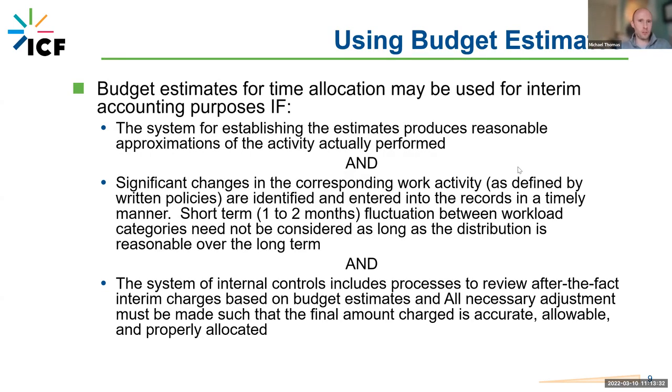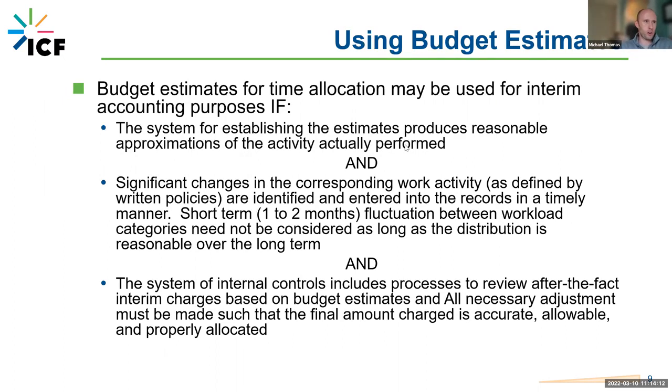So they can use budget estimates for those accounting purposes if the system for establishing the estimates produces reasonable approximations of the activity actually performed. So it has to be reasonable. The system must account for significant changes in the corresponding work activity. So you have to be able to identify those and enter them into the records in a timely manner, so within 1 to 2 months. What we are basically saying here, without me reading it word for word, is that if you're using a budget estimate and the person's proportions are fluctuating, that needs to be recognized in the records, and that estimate needs to be updated within 1 to 2 months.